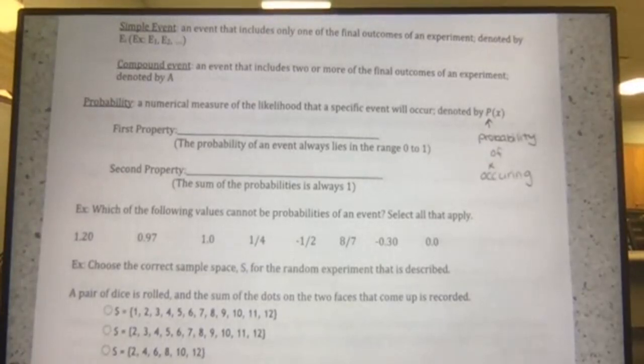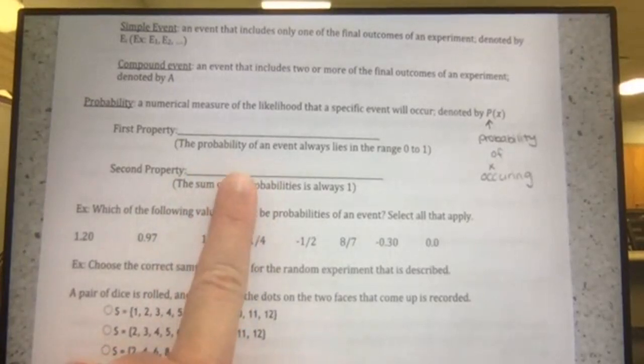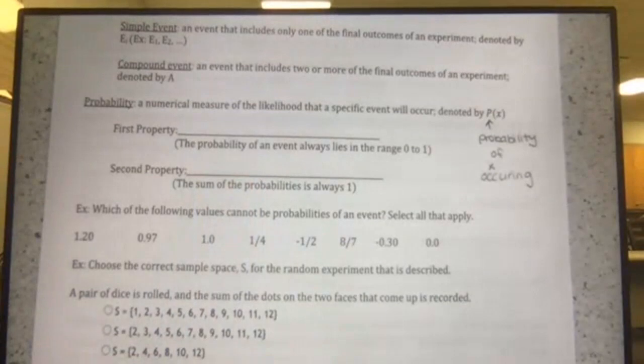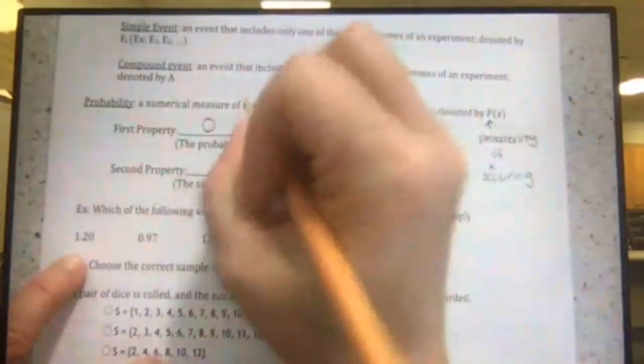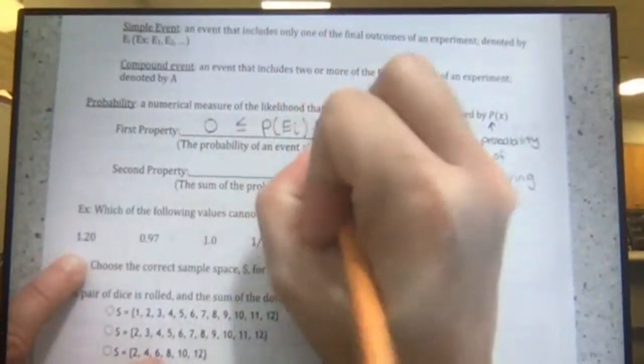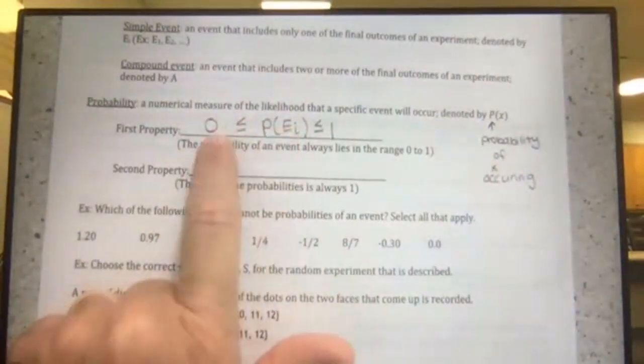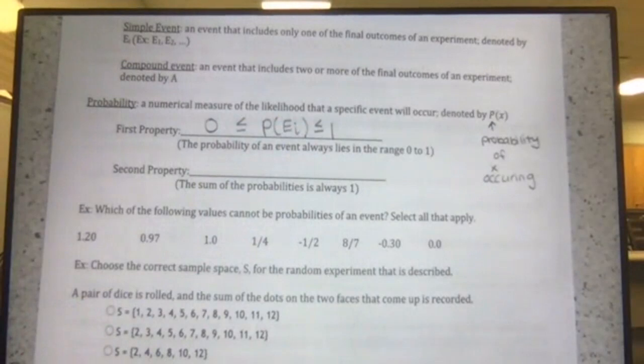We have two properties for probability. Our first property is that the probability of an event always lies between 0 and 1. 0 means it's definitely not going to happen. 1 is for sure 100% going to happen, and then everything in between. We write that as 0 is less than or equal to the probability of an event, P of E sub i, is less than or equal to 1. Notice that 0 is included, so our probability could be 0. If I flip a coin, what's the probability I'm going to land on a 2? There's no 2 on a coin, so it's not going to happen, so it's going to be 0.